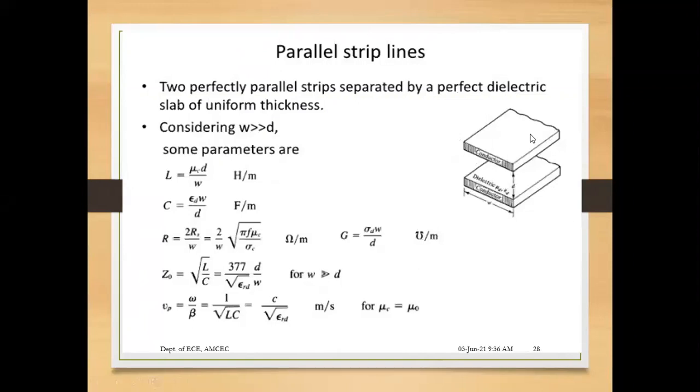So this is a parallel strip. You have two strips here. You can see both the conductors. And these both conductors are separated by a perfect dielectric slab, which is of uniform thickness. So the dielectric has mu D and epsilon D as the dielectric constant, or we can take it as epsilon RD also. And it is separated by a distance, that is D.